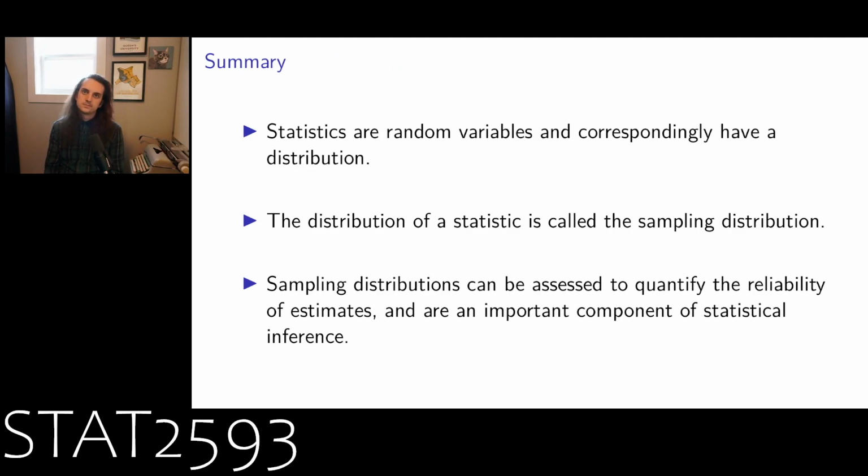So in summary, statistics are random variables, and because they're random variables, they have a distribution. We call their distribution the sampling distribution. We can use the sampling distributions to quantify the reliability of estimates, which is going to be an important part of statistical inference. And remember, we're starting from a population distribution. This is something that we don't know anything about or know very little about. We take a sample, we get a sample statistic. The idea is we can then use the sampling distribution to say something about the parameters of the population distribution.